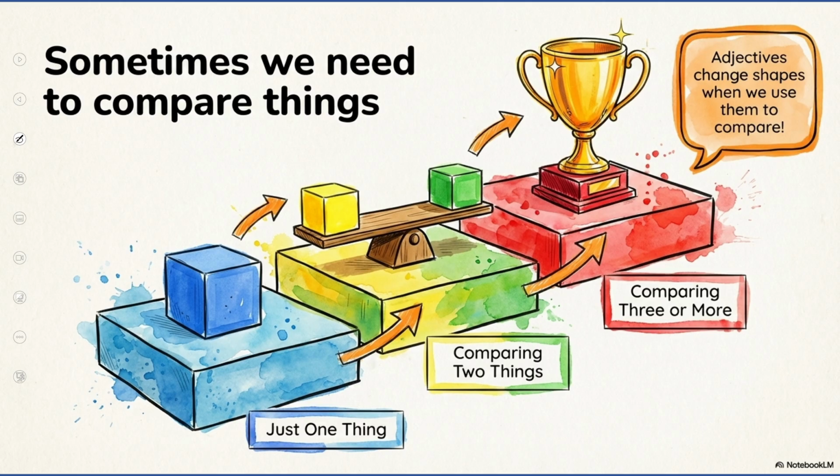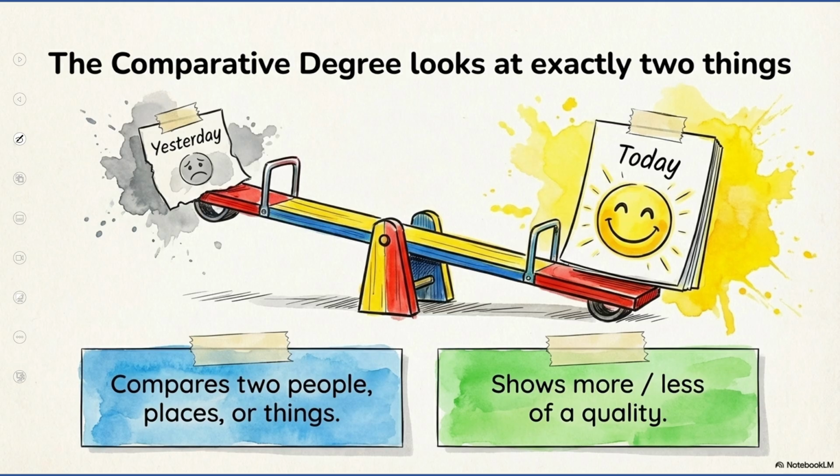But sometimes we have to compare two things. When we have to compare two things, we use comparative adjectives, and when we have to compare two or more, or we have to tell what is the best one, we use the superlative degree of adjectives. So what is the comparative degree of adjective? Comparative means when you have to compare two things.